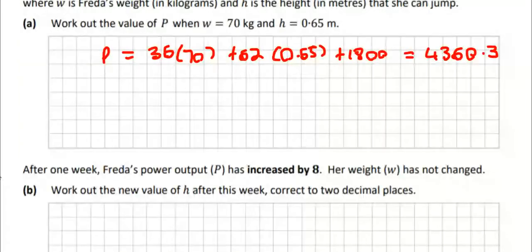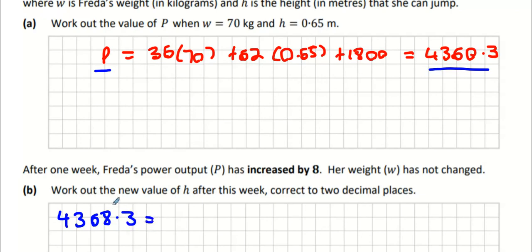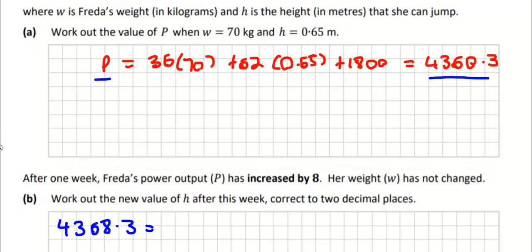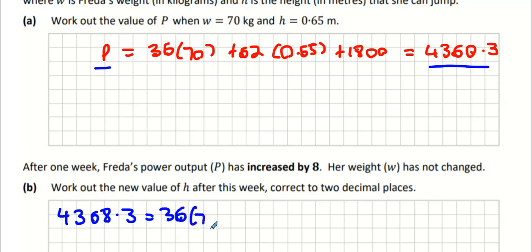After 1 week, Freda's output has increased by 8. Her weight has not changed. Work out the new value of h after this week, correct to 2 decimal places. Well, her power is an additional 8, so we can change the p-value to 4,368.3. Then the formula says 36 times her weight, so it's 36 times 70. Her weight hasn't changed. Then it's 62 times the height of her jump. It must be the height of her jump that's changed, because that's what we're looking for here. So 62h plus 1,800.